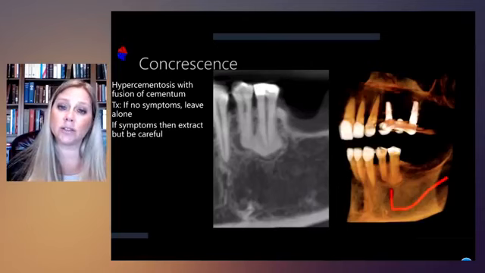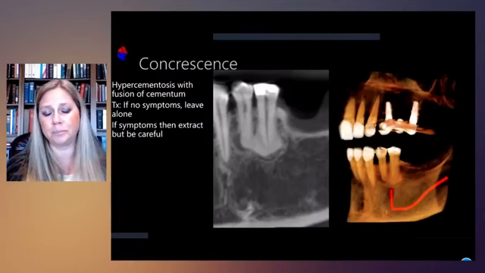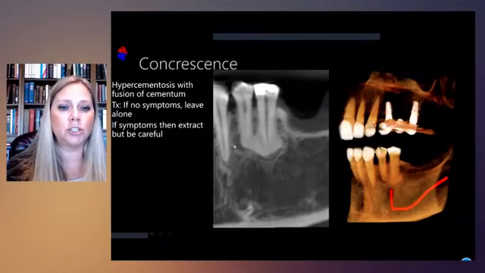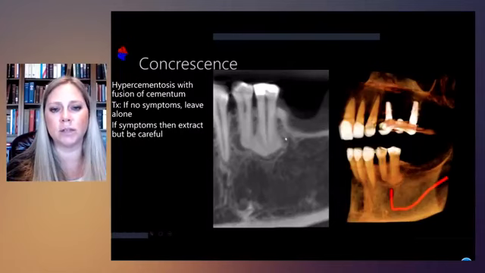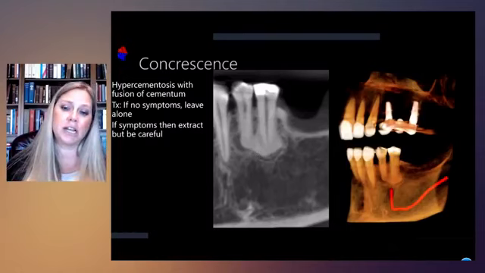We're going to have concrescence. So this is fusion of the cementum. And so we have fused these two teeth essentially together. What you're going to see is that the periodontal ligament space now goes completely around both teeth. Very, very good to know this before you do an extraction.